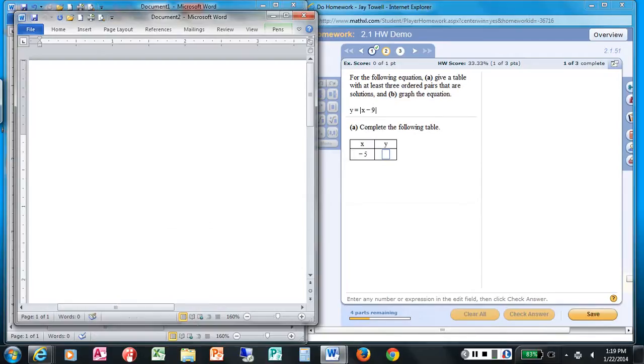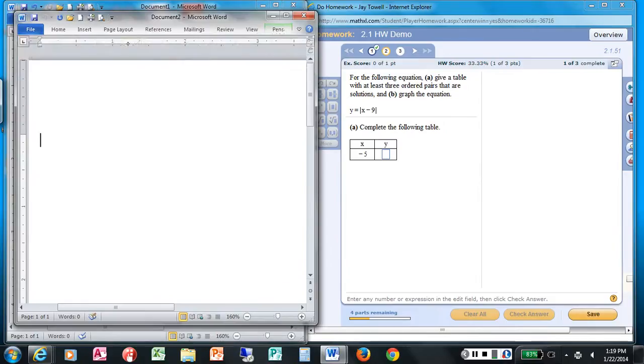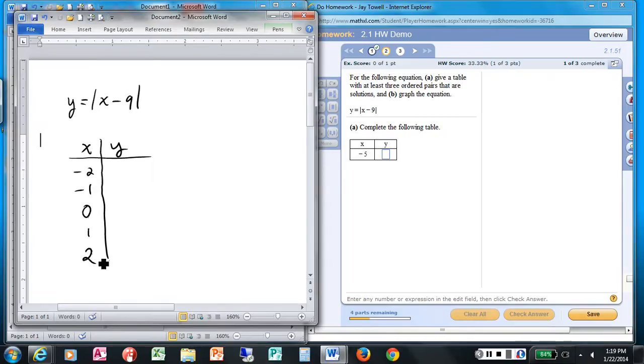All right, so we're going to graph y equals the absolute value of x minus 9. Since we don't know a whole lot about it, let's first compute the integer x values from -2 to +2. They may want these, they may not, but let's see what those tell us.